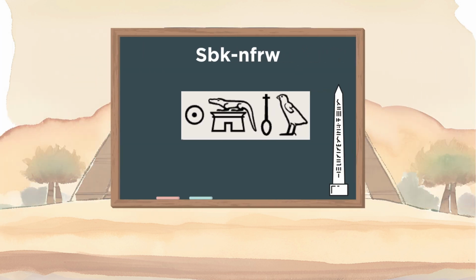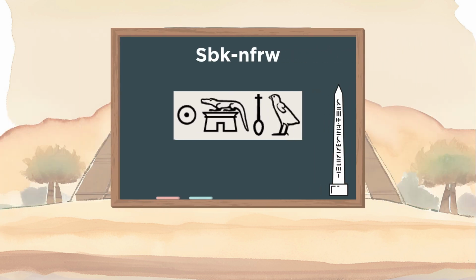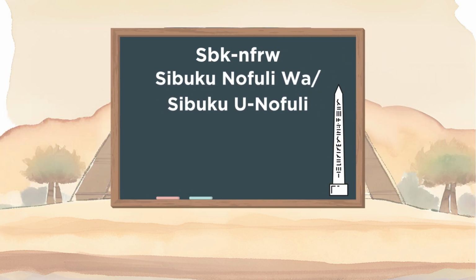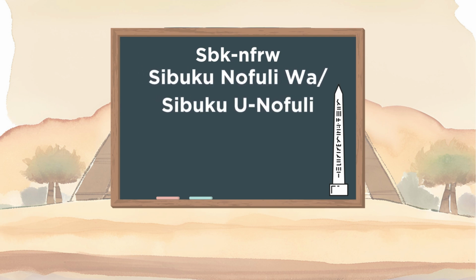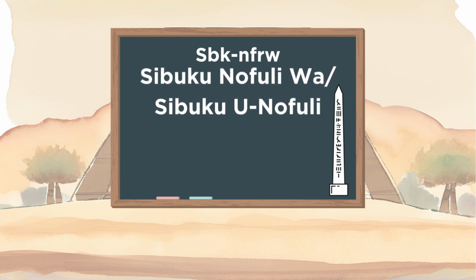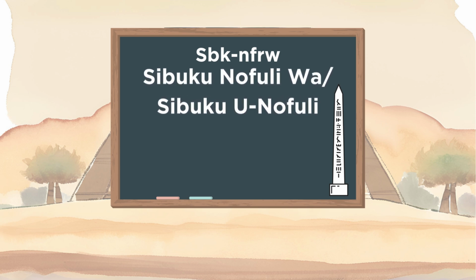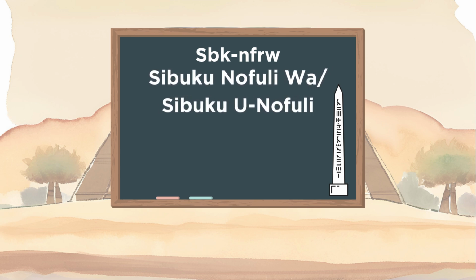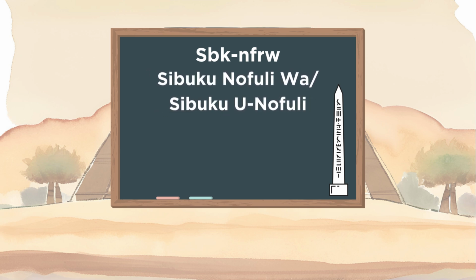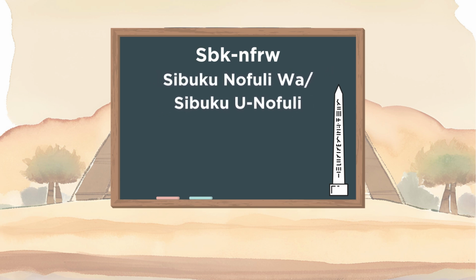SobekNeferu's name is represented using these hieroglyphs, which are transliterated to SBKNFRU. The pronunciation is Sibugu Noliwa, which is easier to understand if read as Wanoli Sibugu. Once again we see Noli, which means the same as before, beloved beautiful sound.